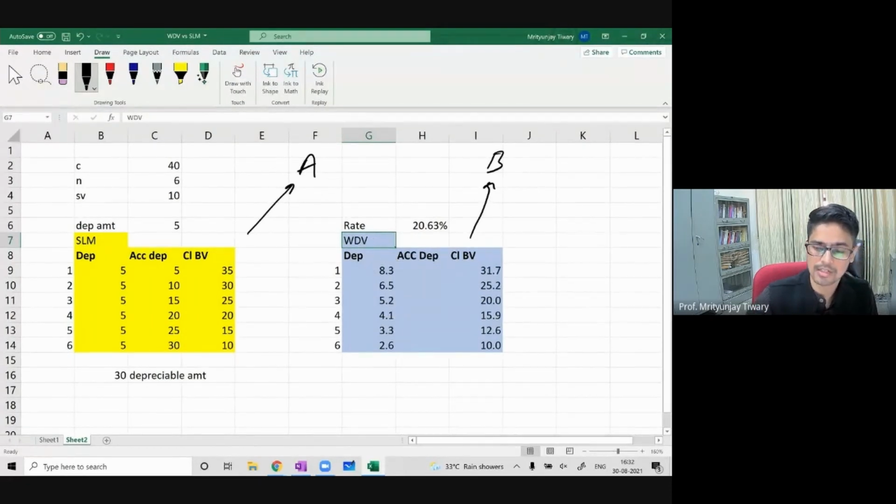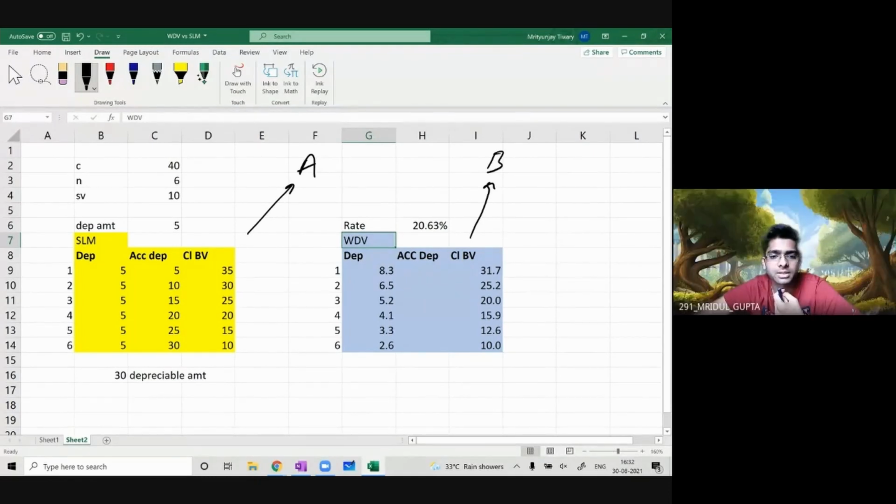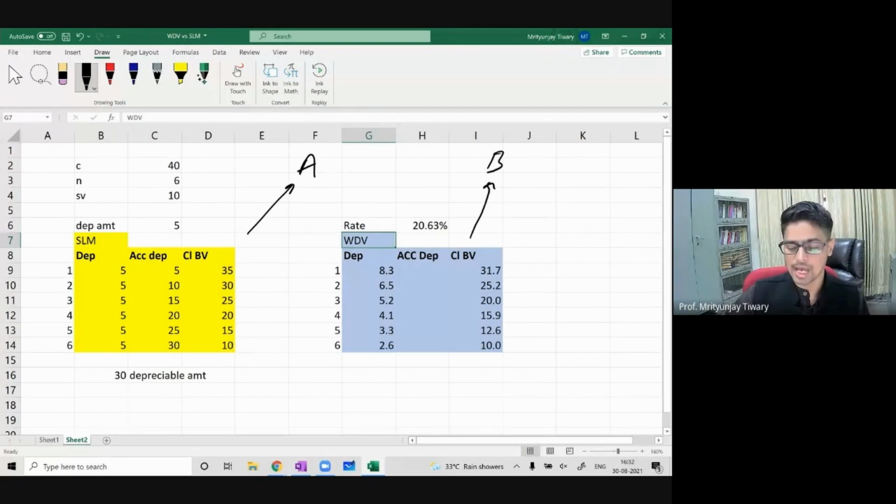Things have reversed, right? In the first few years, A was showing better performance. In the last few years, B is showing better performance. When will it reverse? When is the crossover? It reverses when this depreciation value, this 5.2, somewhere around where the depreciation becomes 5.2. We can calculate at which year it is happening using the same formula. So the reversal will typically happen very close to the middle of the life of the asset.